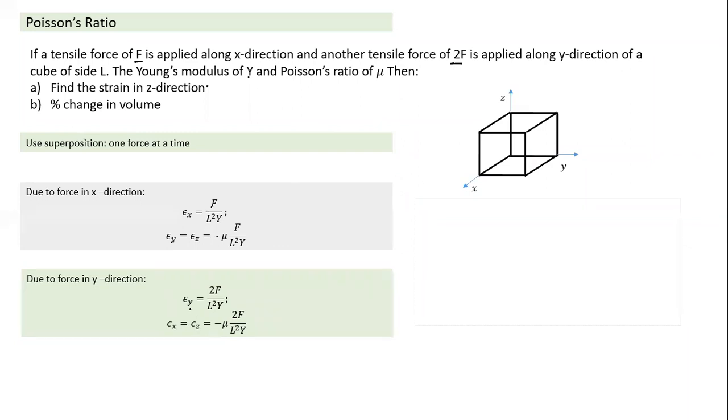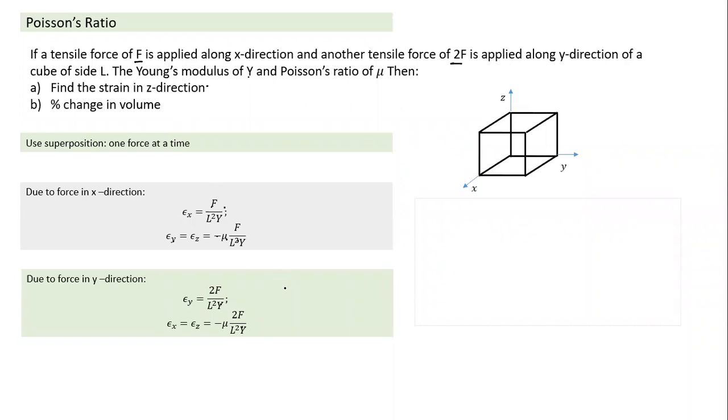This will be equal to, again, minus mu times epsilon Y here. So again, we substitute here. So we have all the terms here. So now we add those two up. So what is strain in x direction? Strain in x direction is this plus this. What is strain in y direction? This term plus this term. What is strain in z direction? It is this plus this. We can obtain strain in any direction.